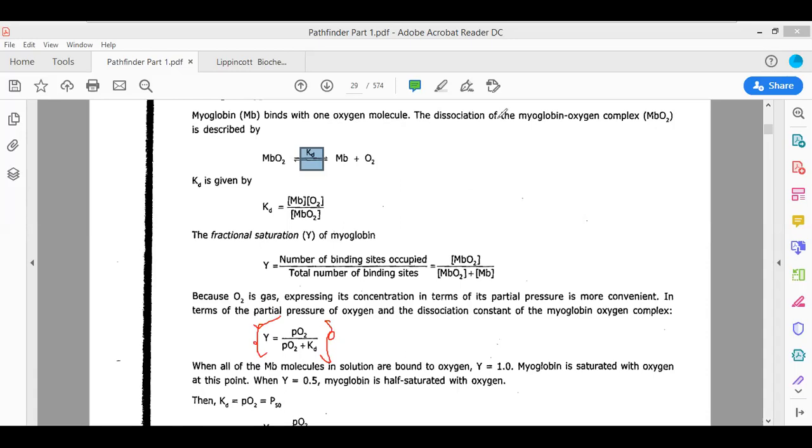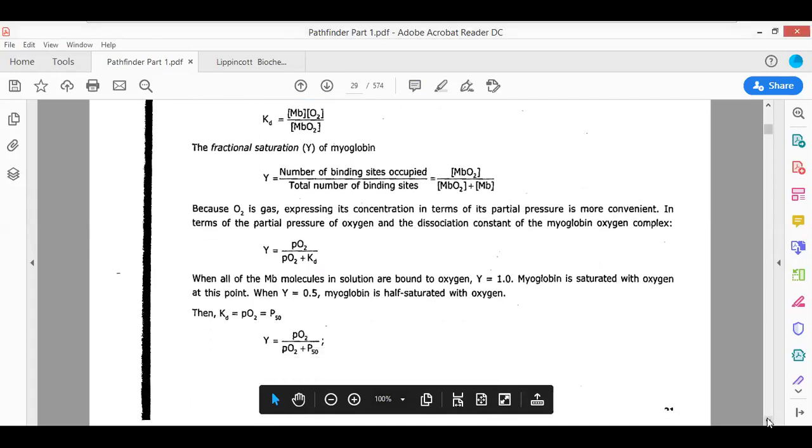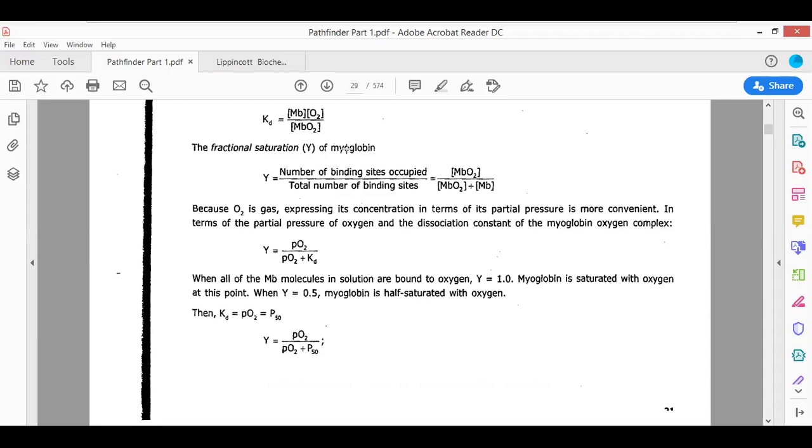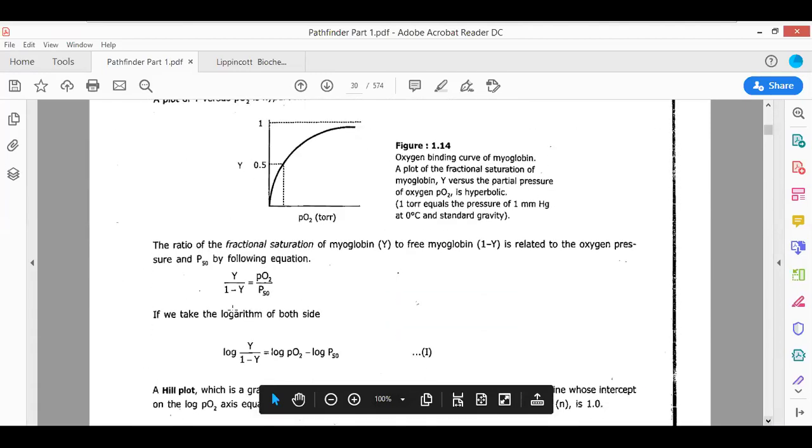Now you try to calculate the ratio of the percentage of binding sites occupied divided by binding sites unoccupied. Now see, if 90% of the myoglobin is occupied, then how much of the myoglobin is unoccupied? 10%. How do you calculate it? If you take 0.9 of myoglobin as occupied, then 0.1 is unoccupied. That means the ratio of occupied to non-occupied is being calculated. How is that ratio calculated? Y divided by 1 minus Y.